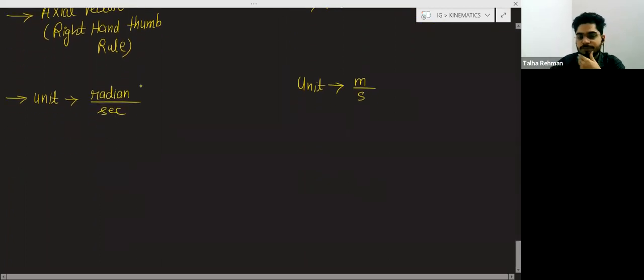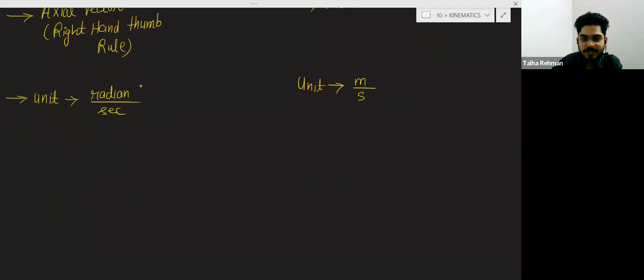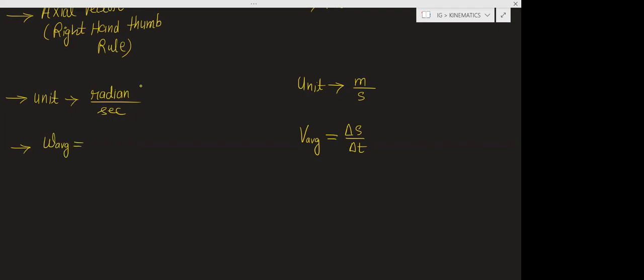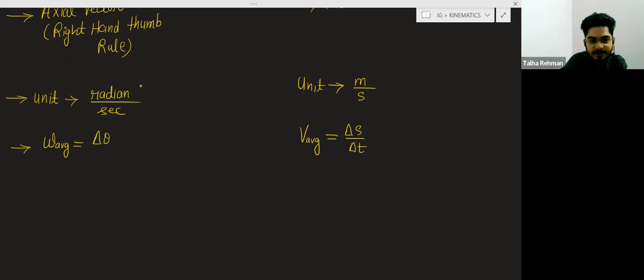So now, what is the average linear velocity? Delta S divided by delta T. What is the average angular velocity? Delta theta divided by delta T.